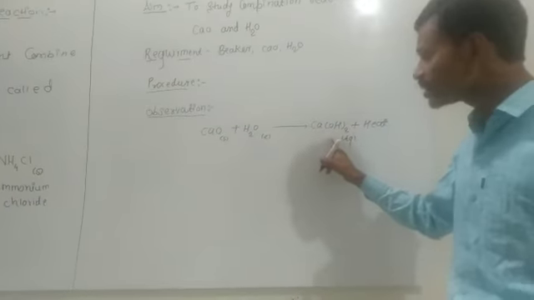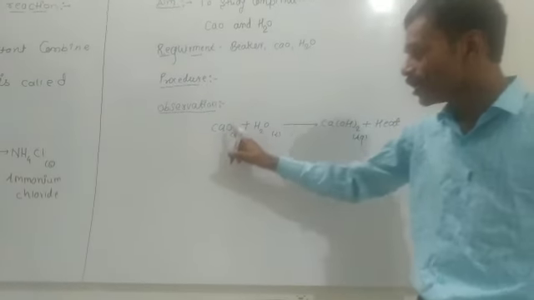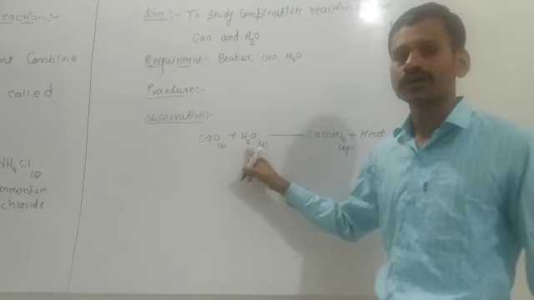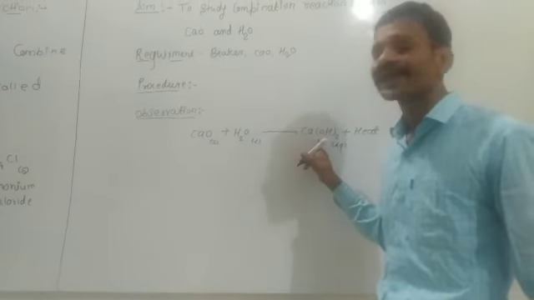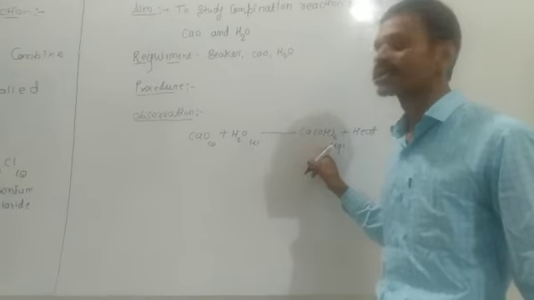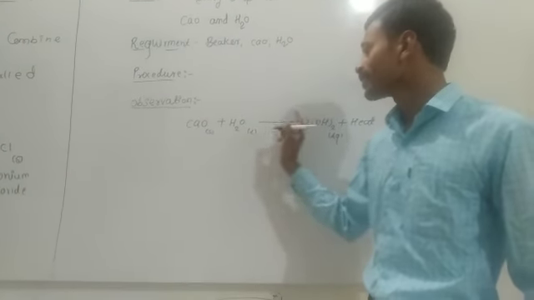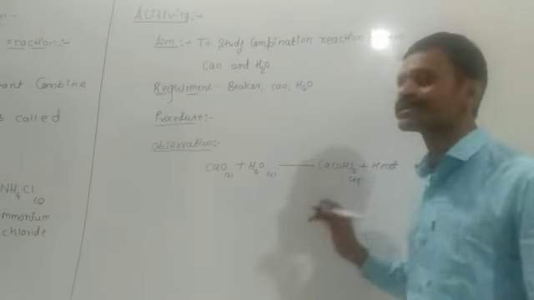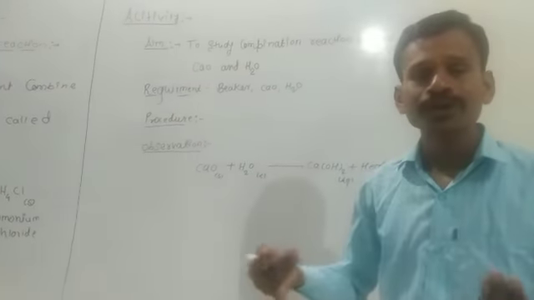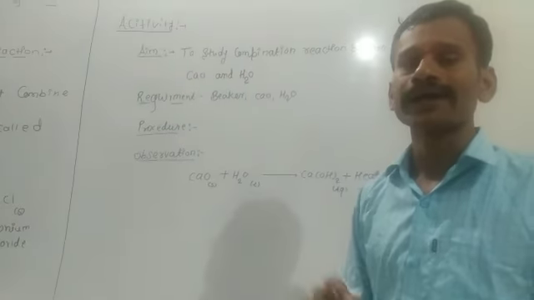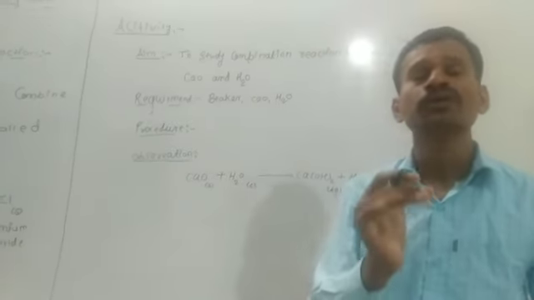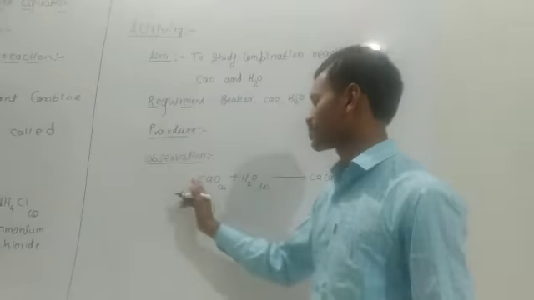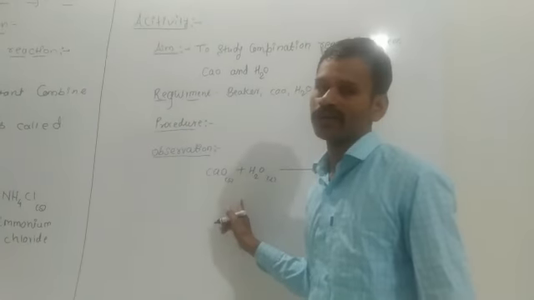Only a single product is formed. Means when calcium oxide reacts with water, calcium hydroxide is formed. What is formed? Calcium hydroxide is formed and heat is released. It is evolved. That's why this is also an exothermic reaction. What is this reaction? Exothermic reaction. This is the observation and chemical reaction.